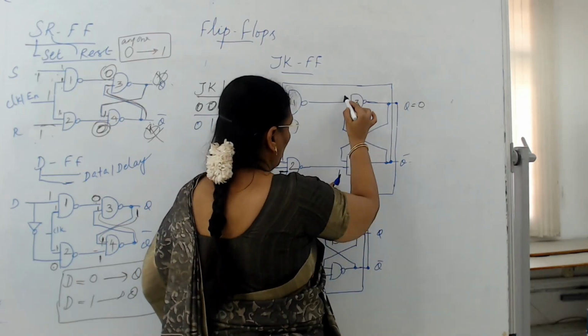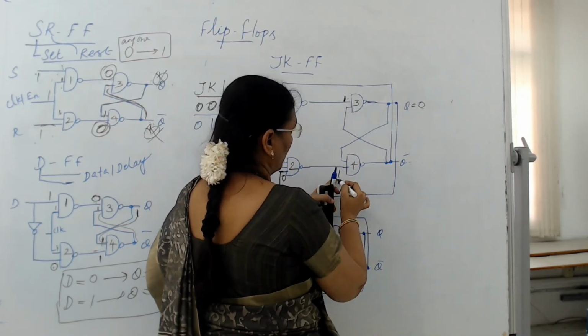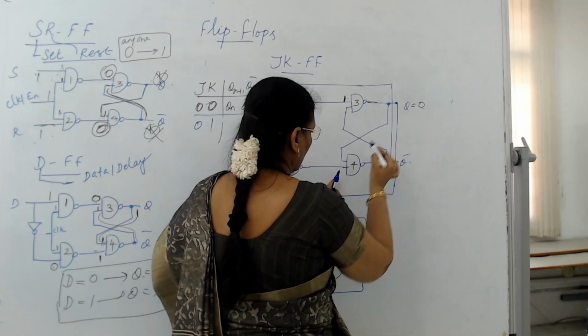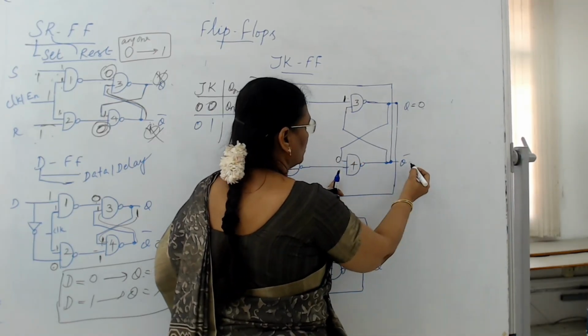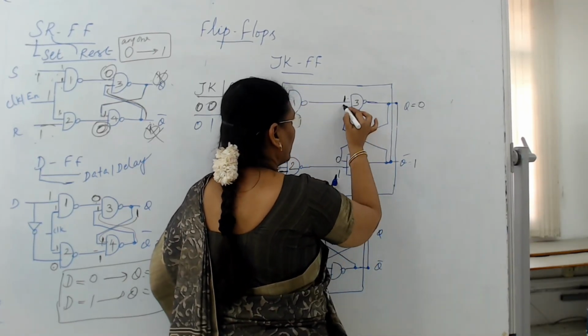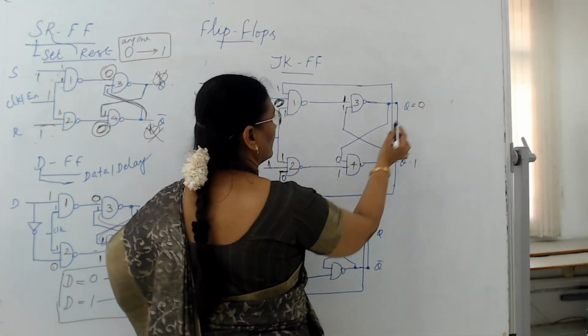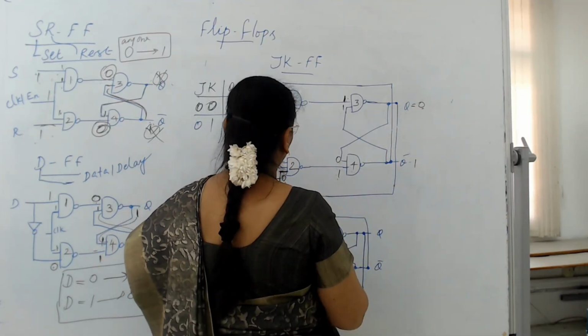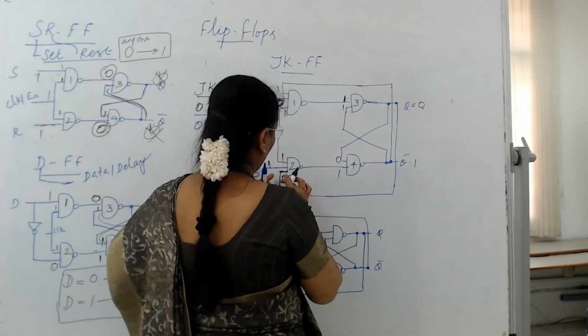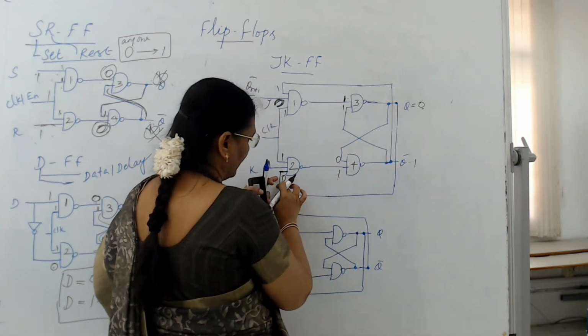If both the inputs for the 3 and 4 are 1, 1, here this 0 will come here, 1 and 0. So this will become 1. This 1 will go here, 1, 1, that will be 0 here. So if J is equal to 0, then my output will be 0, 1. In that case, I am assuming Q is equal to 0, so I am getting 0 here.